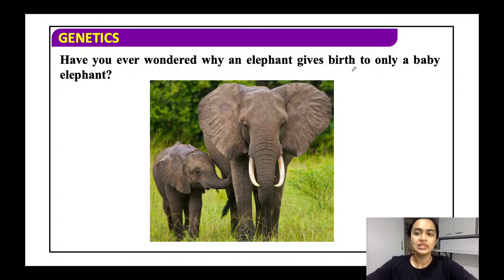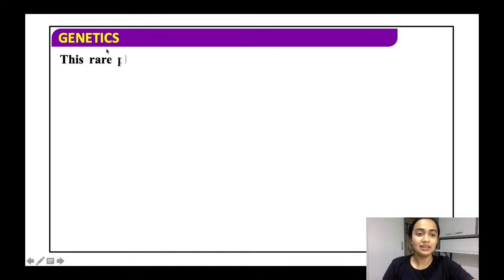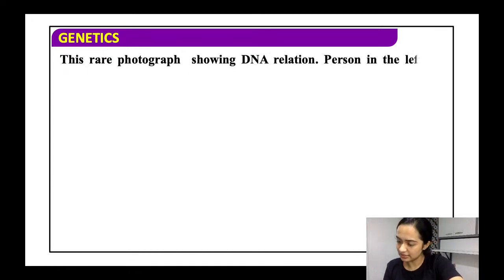However, as I told you, like begets like. That means any species will give birth only to its own species. This is a line taken from the NCERT: have you ever wondered why an elephant gives birth to only a baby elephant? Because of the flow of the genes, or in broader terms, you can name it genetics.